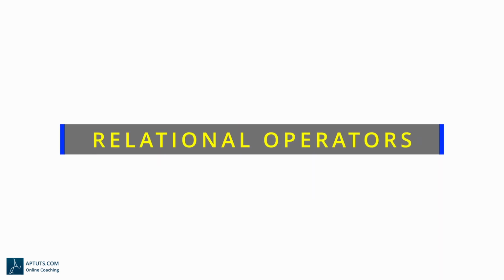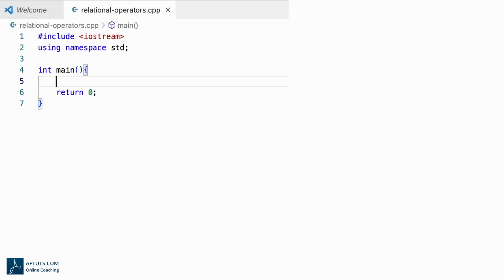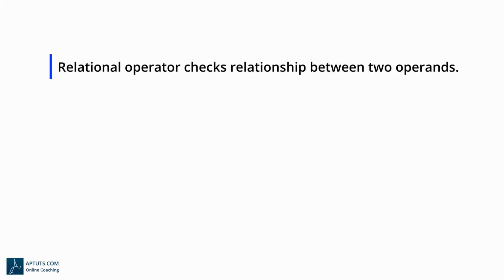In this video, I will explain different relational operators in C++. Do wait till the end of this video. I will talk about different scenarios where relational operators are used. Let's get started. Relational operator checks relationship between two operands.